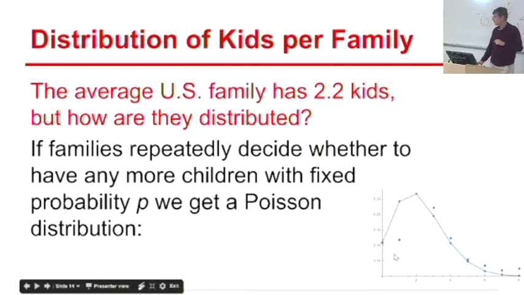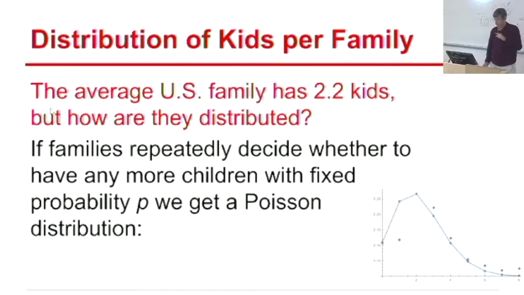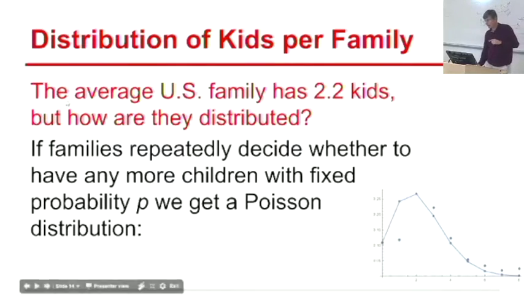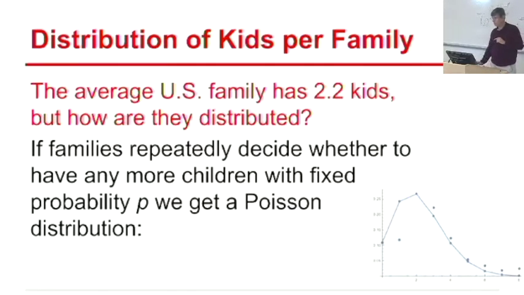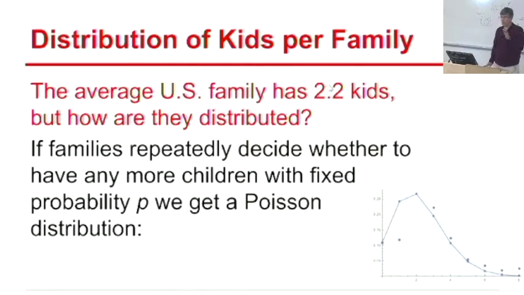Okay? So bottom line is, if families are constantly deciding whether or not to have any more kids with a fixed probability of P, if that's the model, then you would expect it to fit the Poisson distribution. And in fact, the data seems to do a reasonably good job of doing it. Okay? So what's interesting about the Poisson distribution? It gives you a way to take a mean and project it to a distribution for all values that are in there. Any questions about that?